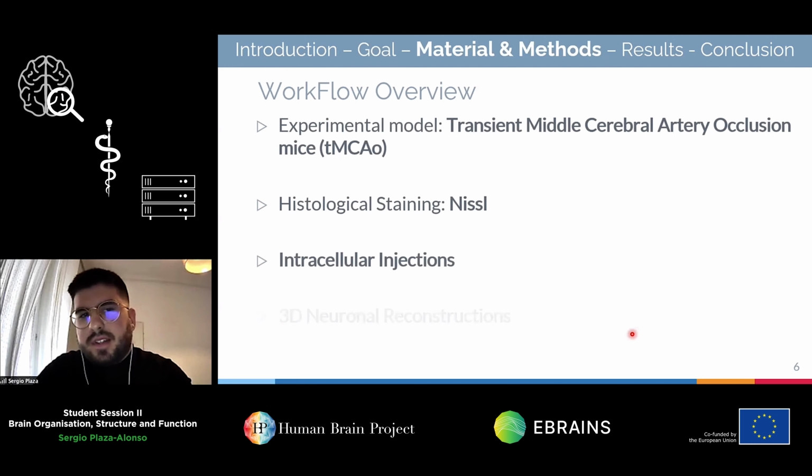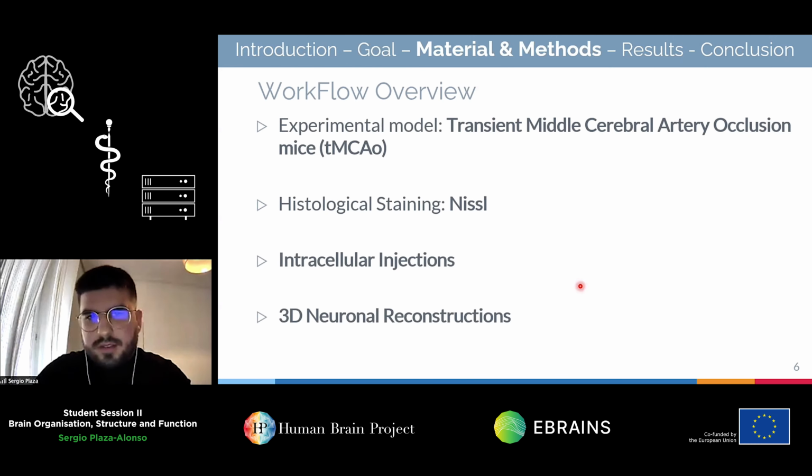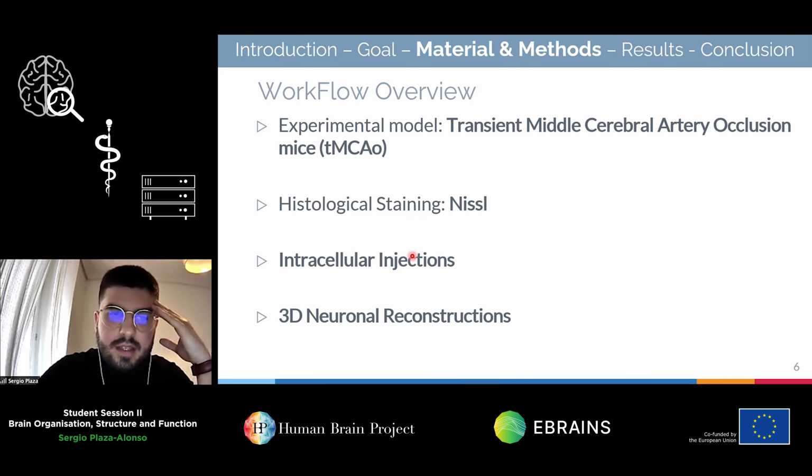Here I present a schematic workflow of the materials and methods. We use the transient middle cerebral artery occlusion mice, from now on tMCAO, as our experimental model, in which we first perform an initial staining just to delimit the extension of the ischemic injury throughout the cerebral cortex, and then perform intracellular injection on individual pyramidal neurons in order to 3D reconstruct each of them using Neurolucida software.